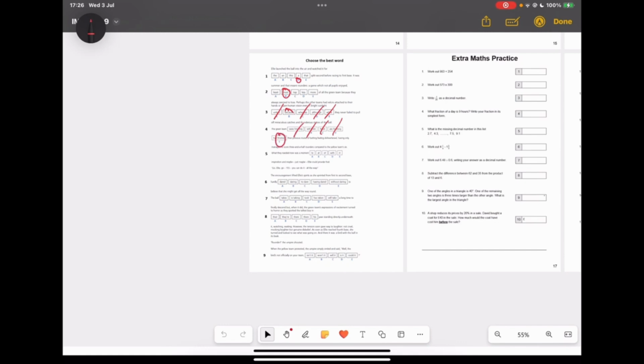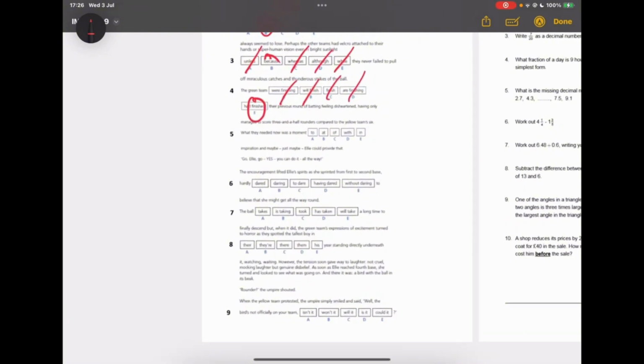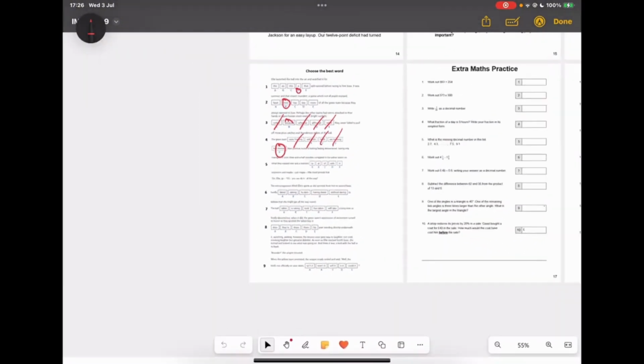Question 5. What they needed now was a moment, something, inspiration, and maybe, just maybe, Ellie could provide that. Go, Ellie, go. Yes, you can do it all the way. The encouragement lifted Ellie's spirits as she sprinted from first to second base.